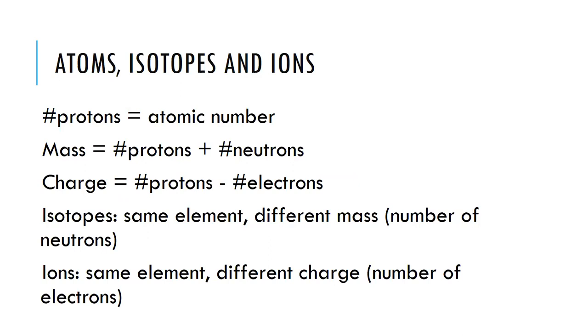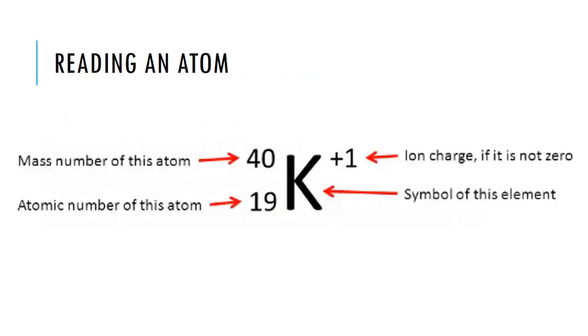Isotopes are the same element, but they have a different mass, so they have a different number of neutrons. Ions are the same element, but have a different charge, meaning they have a different number of electrons. So all atoms of the same element must have the same number of protons, but they do not have to have the same number of neutrons or electrons. Let's take a look at some examples.